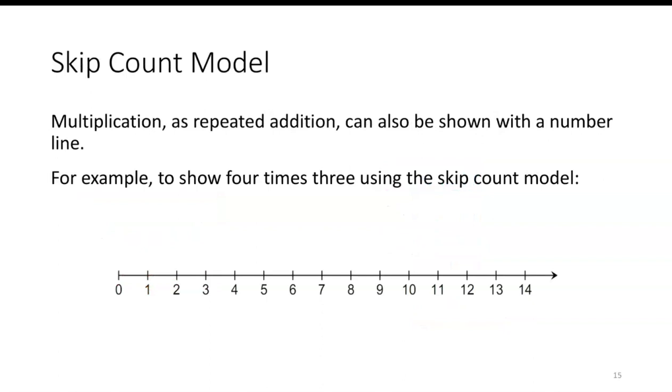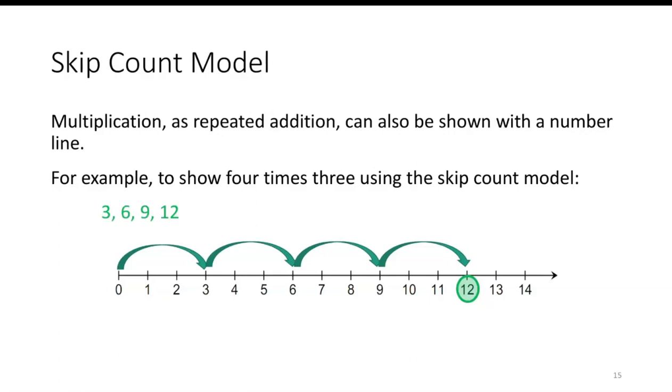Multiplication as repeated addition can also be shown with a number line. So for example, to show 4 times 3 using the skip count model, I would go 1 arrow of 3, 1 arrow of 3, 1 arrow of 3, and a 4th arrow. You can also go 3 arrows of 4, either way, but regardless you would end up with 12. So 3, 6, 9, 12. That's the skip count. You count multiples of whatever the first number is. So 4 times 3 is 3 plus 3 plus 3 plus 3. That's 4 threes equal to 12.